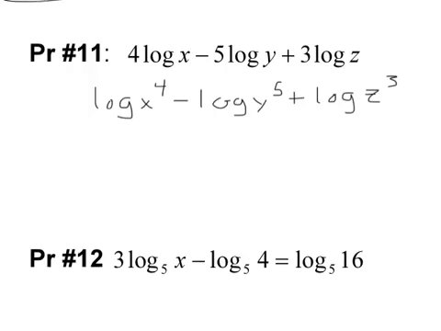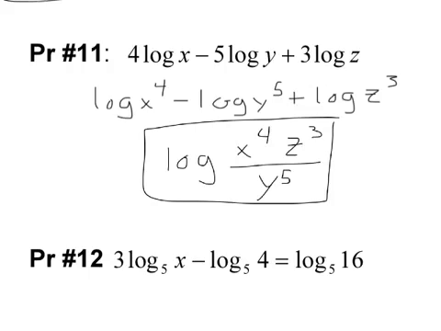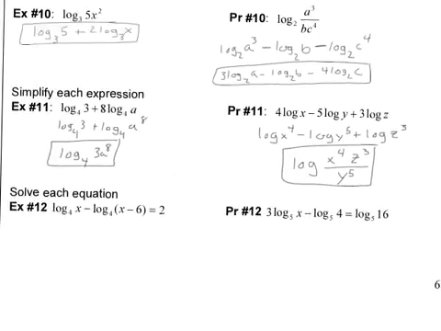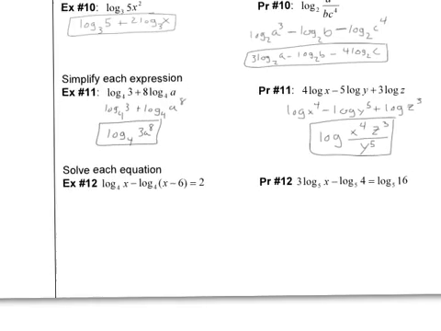Okay, so I wrote it with the exponents up on top, and then I'm going to put all the positives on top. So I got log of x to the 4th was a positive log, and z to the 3rd was a positive log. Y to the 5th was a negative log, so I'm going to put that one on bottom. And there we go. So that's how you would do that one.